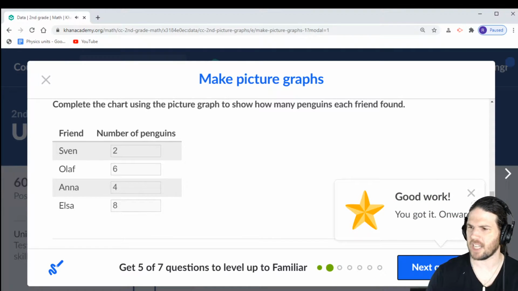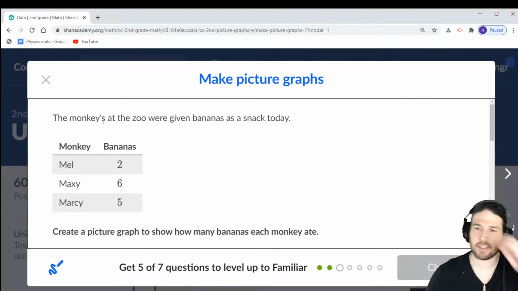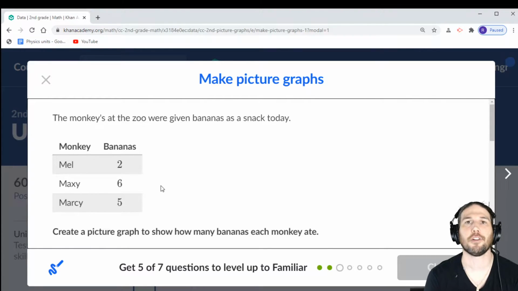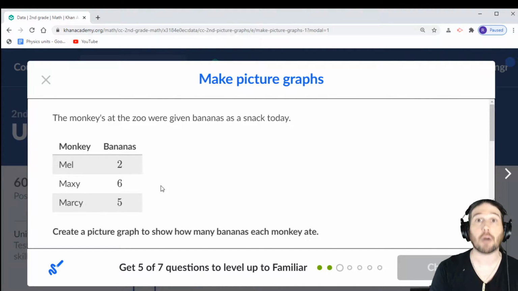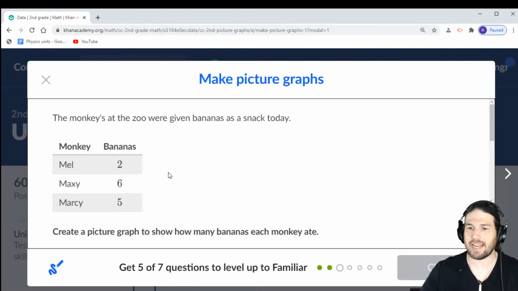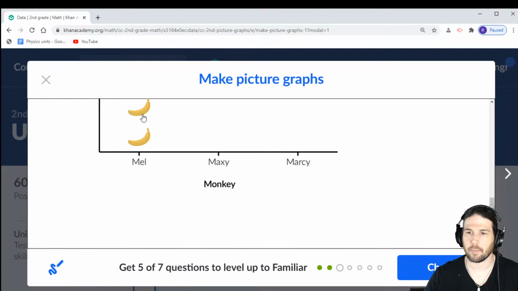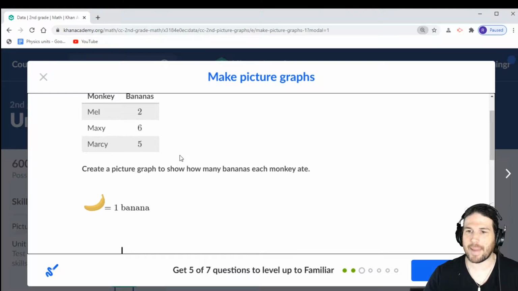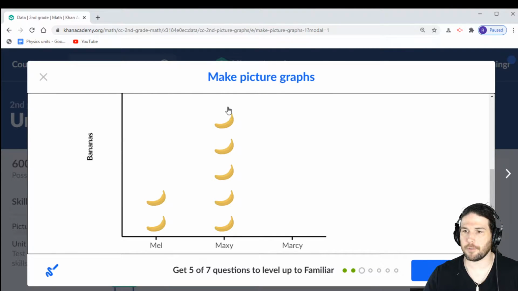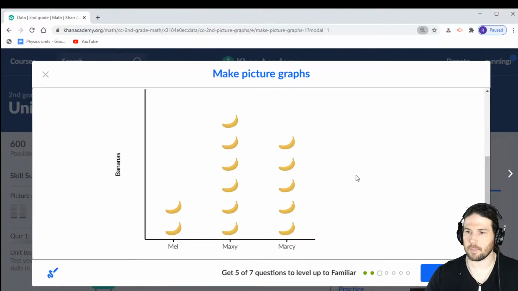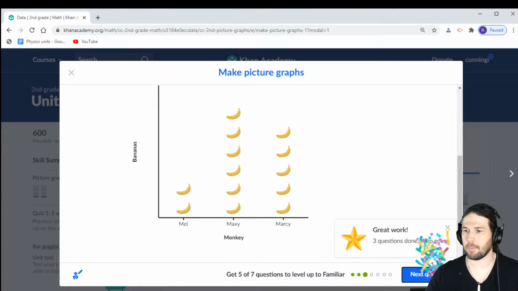Boom. Moving on. The monkey is at the zoo. Not good, Khan Academy. I know this is a math lesson, but for God's sake, you are an educational facility. Do not get these kinds of things wrong. The monkeys, without an apostrophe, at the zoo were given bananas. So I see that Mel got 2 bananas. I see that Maxie got 1, 2, 3, 4, 5, 6 bananas. And I see that Marcy got 5. 2, 6, 5. Moving on.